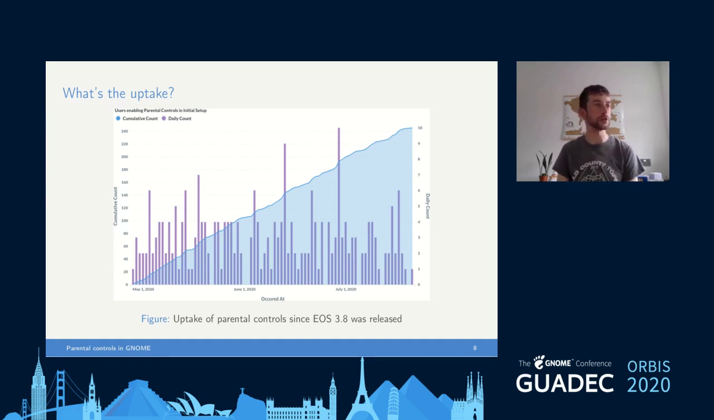Obviously, that only includes users who've opted into statistics reporting, and it only includes users who've installed Endless OS from scratch since 3.8 was released. Users who were upgrading from a previous release aren't included in these stats because they didn't use initial setup again.